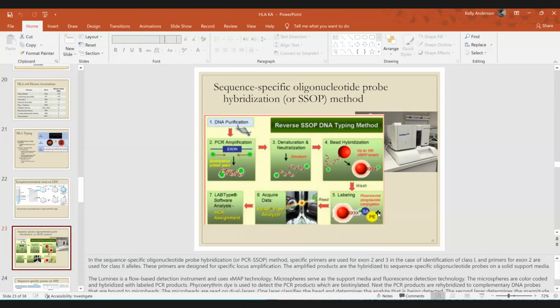And it is labeled with a fluorescent, in this case, SAPE, which is streptavidin phycoerythrin. And then you will run it through the flow cytometer and it will be excited by this laser. And depending on what beads glow, you'll be able to put together what the type is. And you don't have to do this manually at all. They have software that basically sees if this bead is positive, then it equals this type. So there's an algorithm built in.